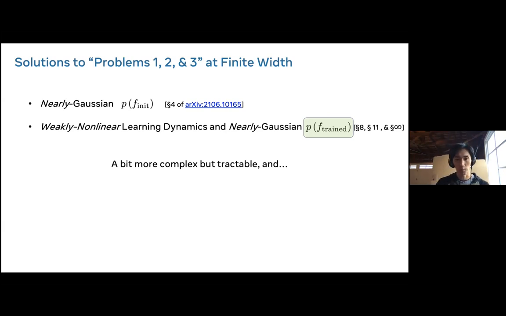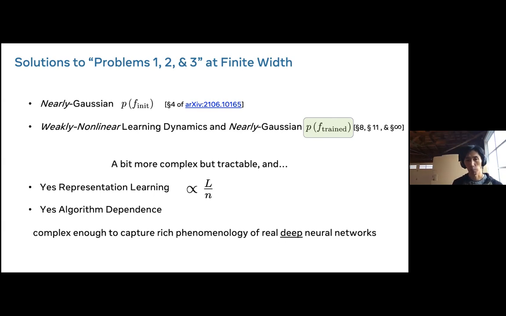And more importantly, you start to get the effect of representation learning. To be more concrete, you get the changing NTK. NTK used to not move, but now the NTK is moving, which is kind of saying that the features are moving. And also now you start to see the dependence on algorithm, which is what happens in practice. So it's getting closer to the real phenomena, which is what we want to do as physicists.